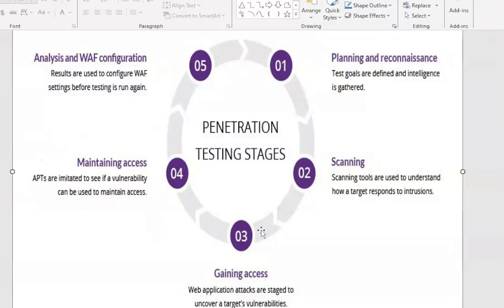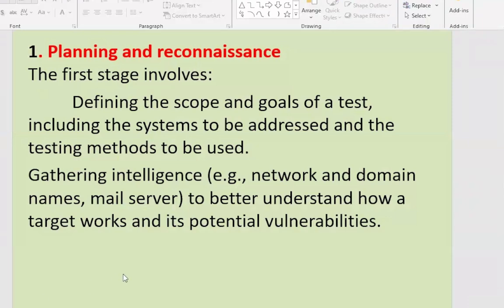Last is analysis. So these are some of the important points of penetration testing. Now we will discuss each point in detail. Every point in detail we will discuss here. What is planning and reconnaissance?